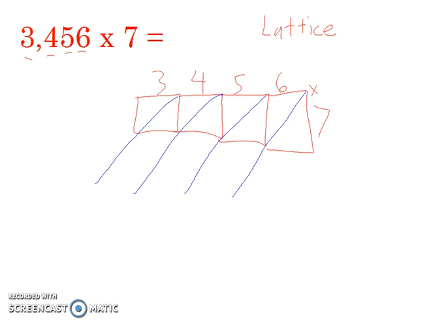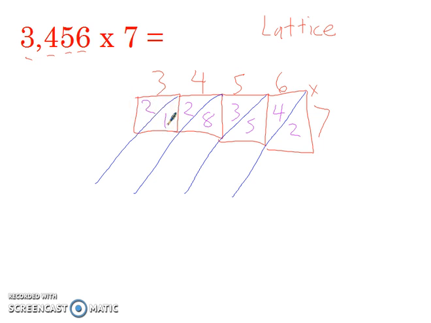Alright, and then I'm just going to multiply numbers together that go in a box. So right here I have 7 times 6, 42, so I put the 4 up there and the 2 there. Right here I have 7 times 5, that's a 35. 7 times 4, 28. And 7 times 3 is 21.